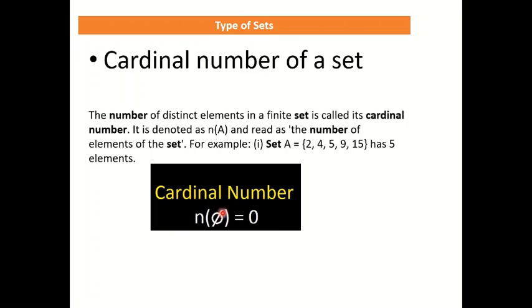Phi, you know, right? Phi is the empty set. Does the empty set have any element? No. Empty set has no element. So, the cardinal number of an empty set is 0. Cardinal number of an empty set is 0. Cardinal number of a set, or cardinality of a set, is represented by n(A).